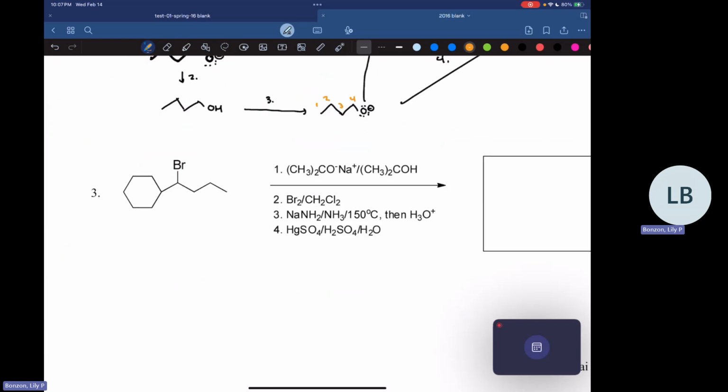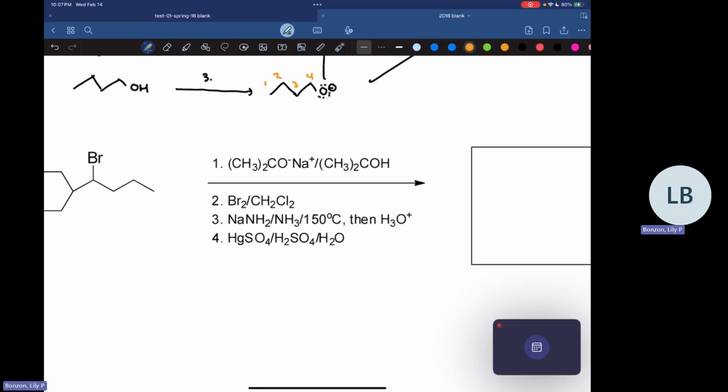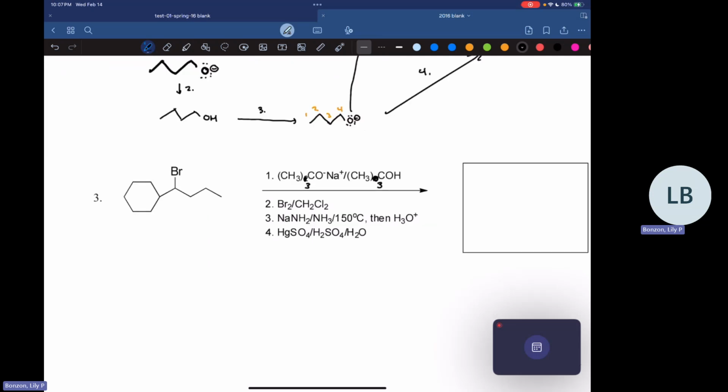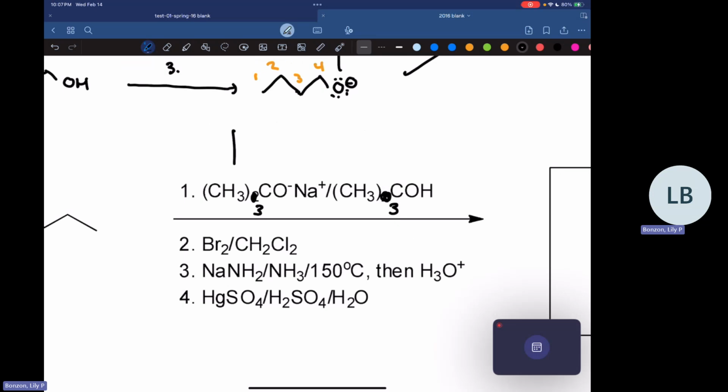All right, so moving on to reaction number 3. I think this is actually meant to say CH3, but that's okay. So this is going to be our t-butoxide reagent.